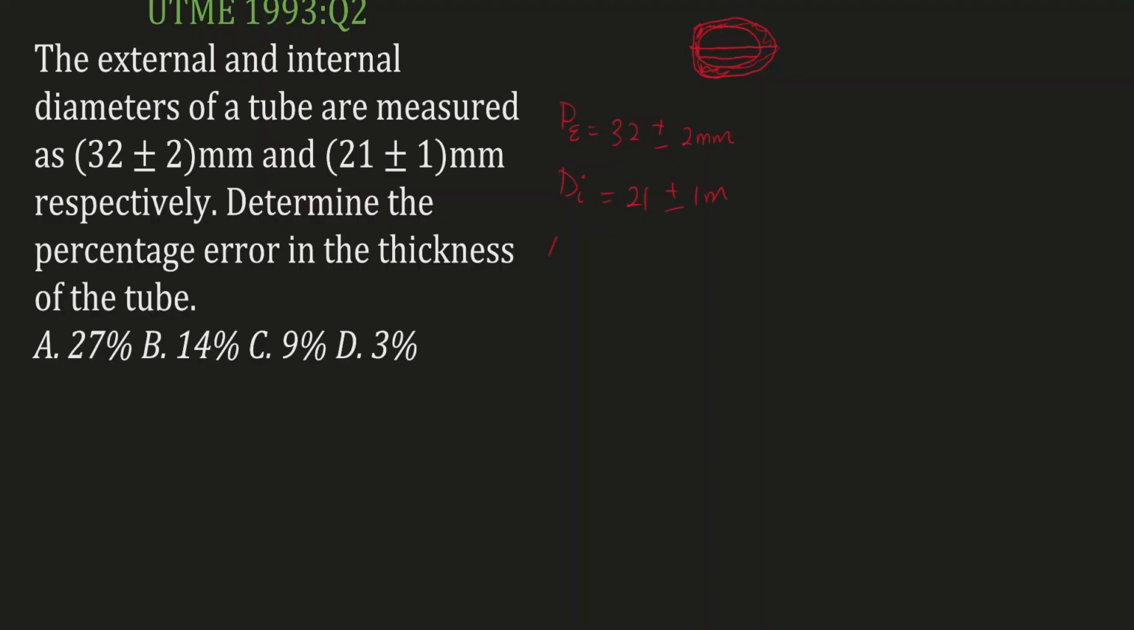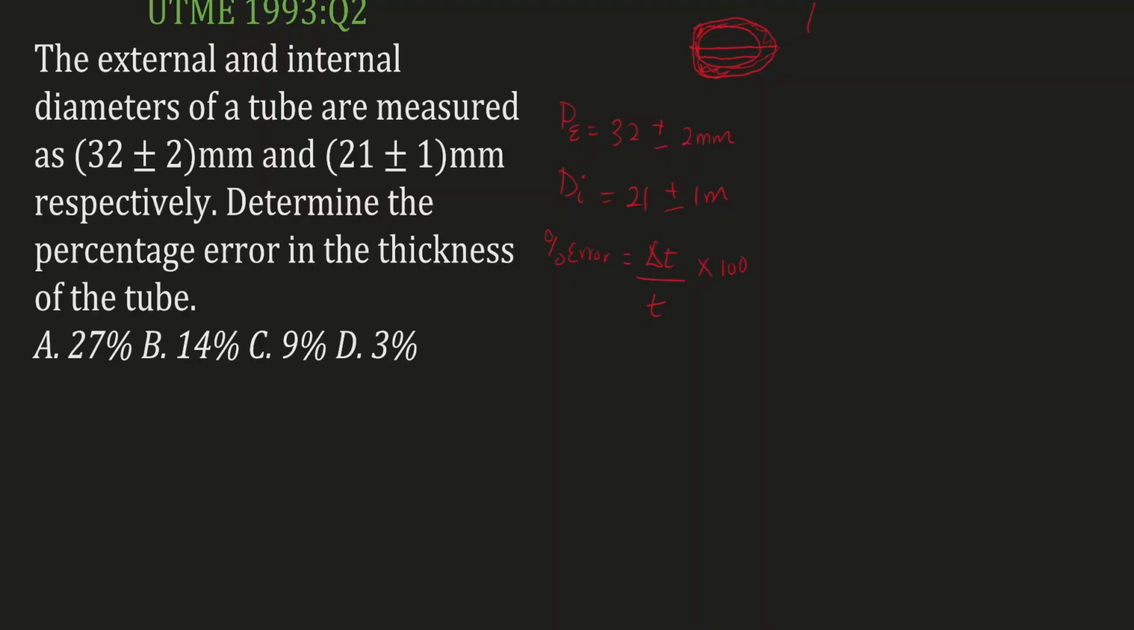The percentage error is going to equal the error itself, the absolute error in the thickness, over the thickness of the tube, multiplied by 100. That is the formula for calculating percentage error. That means we need to know the absolute error and the thickness of the tube itself for us to calculate the percentage error. Now, let's begin by calculating the thickness itself.